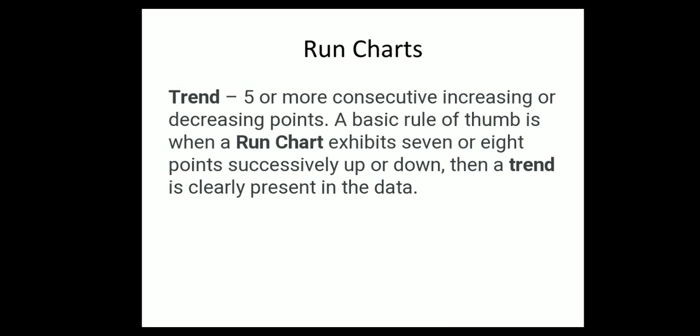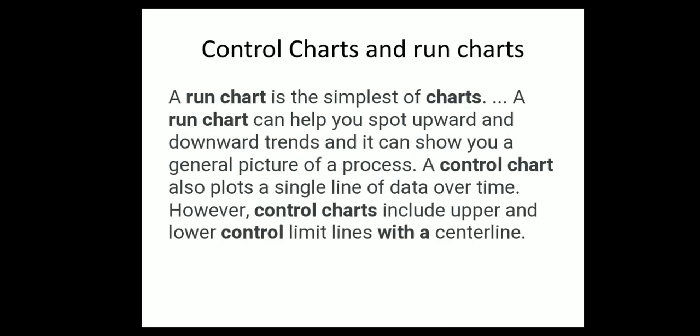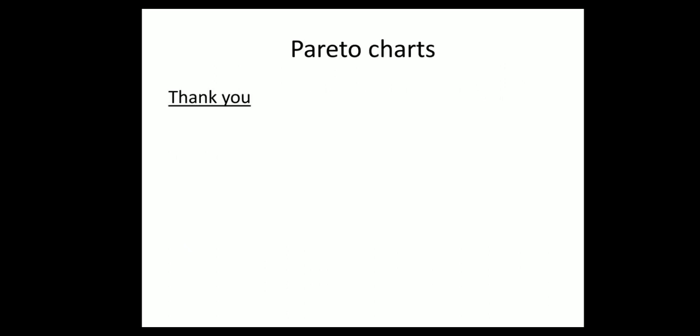So this is known as a trend: control charts and run chart. A run chart is the simplest of charts. A run chart can help you spot upward and downward trends, and it can show you a general picture of a process. A control chart also plots a single line of data over time. However, control charts include upper and lower control limit lines with a center line. So this is about scatter plot and run charts.